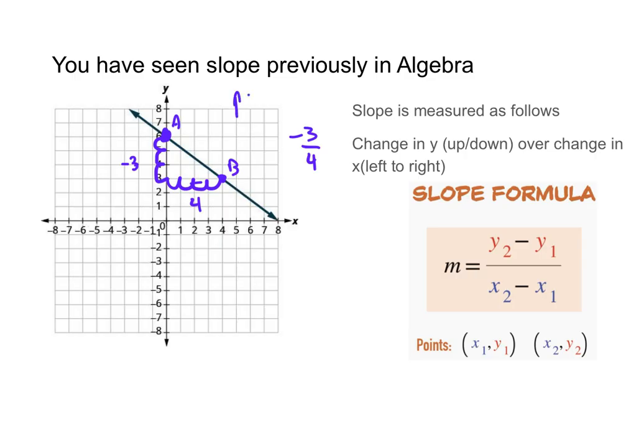Okay, if I went up, it would be positive. If I went down, it would be negative. And I'm always going to go right. Okay, I'm not starting at B and working my way back. That's going to give me a wrong answer.